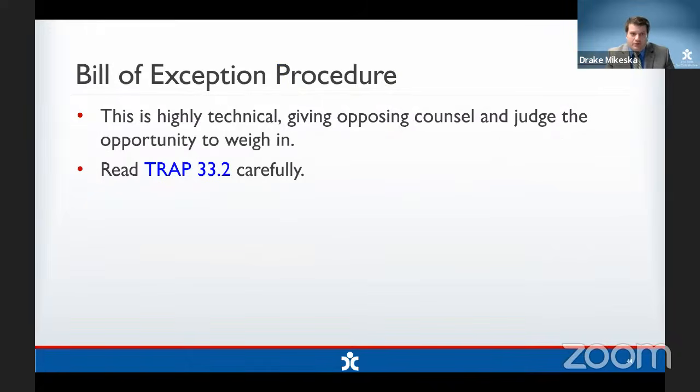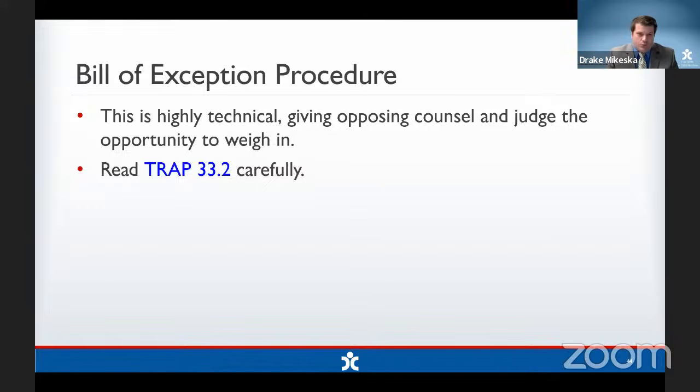Bills of exception, they're very technical, right? So you need to look at Texas Rules of Appellate Procedure 33.2, read through it carefully. If you have Westlaw and you have access to the secondary sources, you can actually get about an 8-page or so guide to Texas Rules of Appellate Procedure 33.2 to kind of help you go through that process. But again, it's technical, it's complicated, can be very expensive depending on the hearing and the trial and the types of evidence.